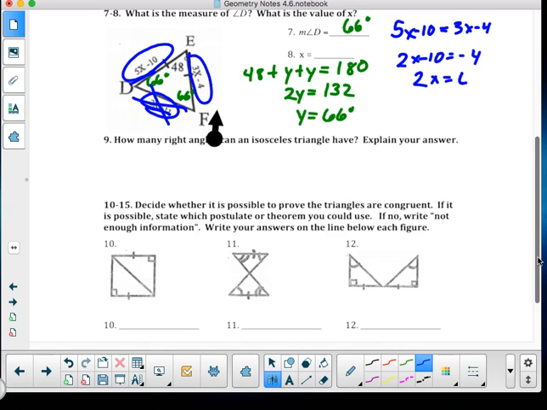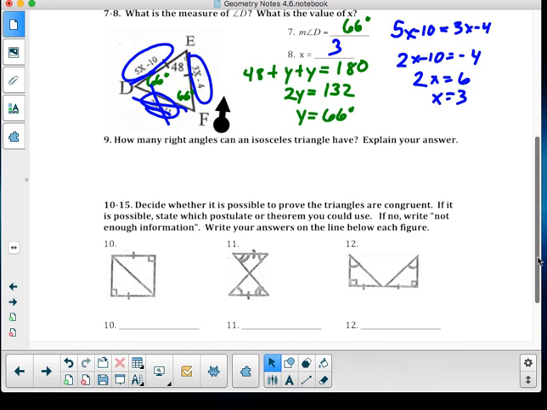2x is equal to 6, and x is 3. So my x is 3, and those are the values I'd have to make this all work. Now, in this next question, I'm asked how many right angles can an isosceles triangle have?